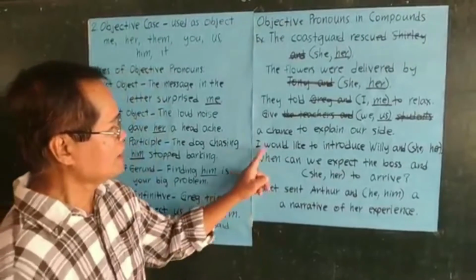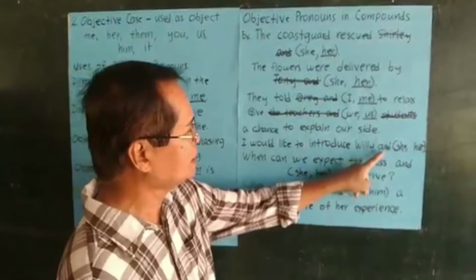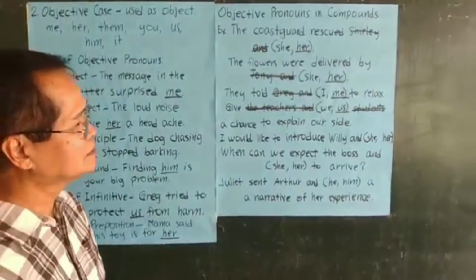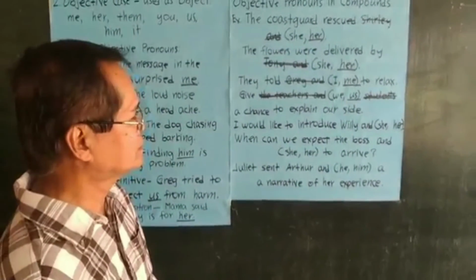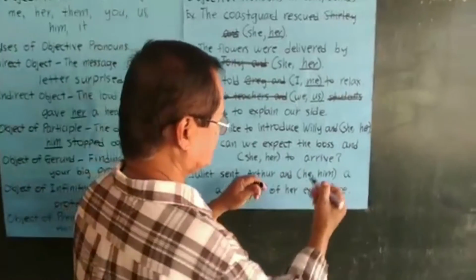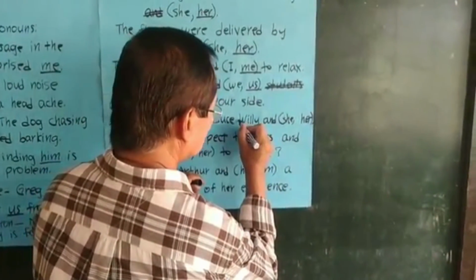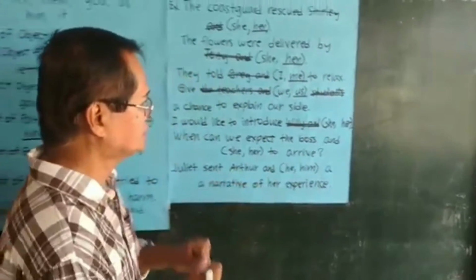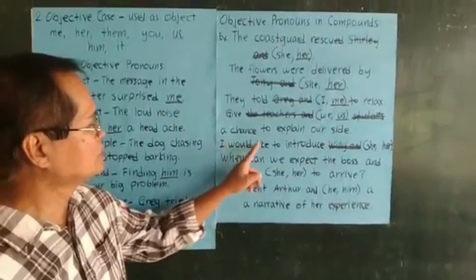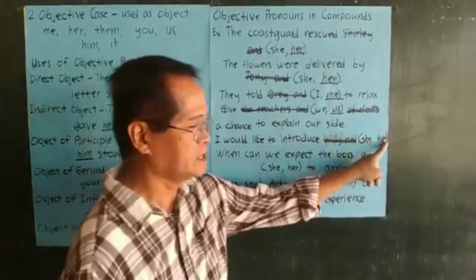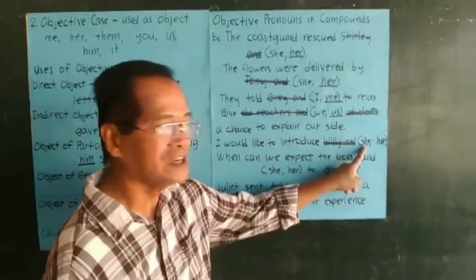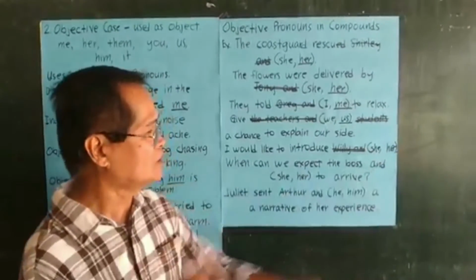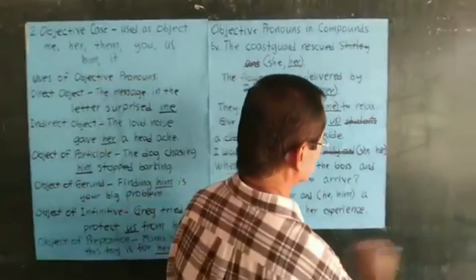Next, I would like to introduce Willie and she, her. The same technique, we are going to disregard the first object, Willie, including and. Disregard that, and then read the sentence. I would like to introduce her. If your answer is she, it sounds awkward and it does not conform with the rule in grammar. So answer should be her.